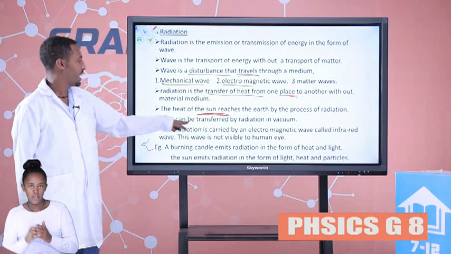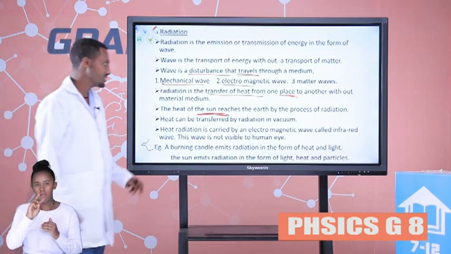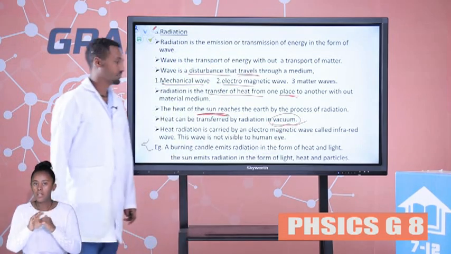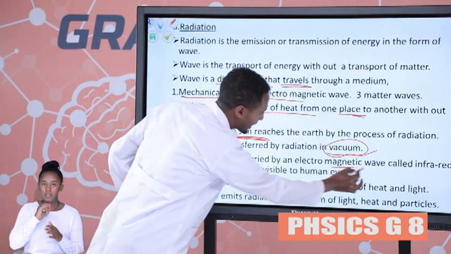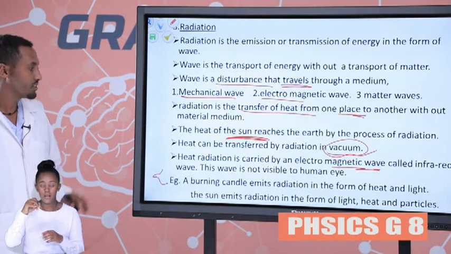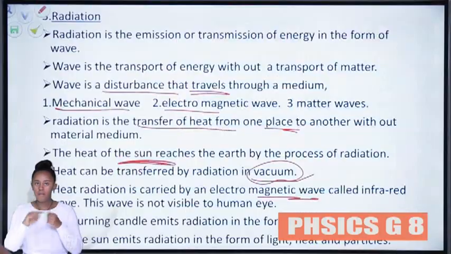And also, heat can be transferred by radiation in a vacuum. This means heat transfers in a vacuum. Heat radiation is carried by an electromagnetic wave called an infrared wave. This wave is not visible to the human eye. We cannot see this wave.